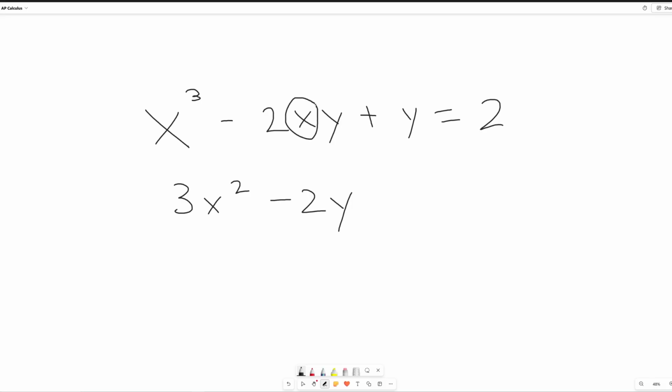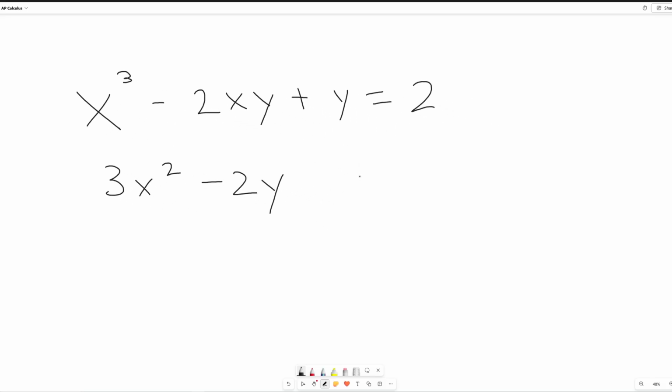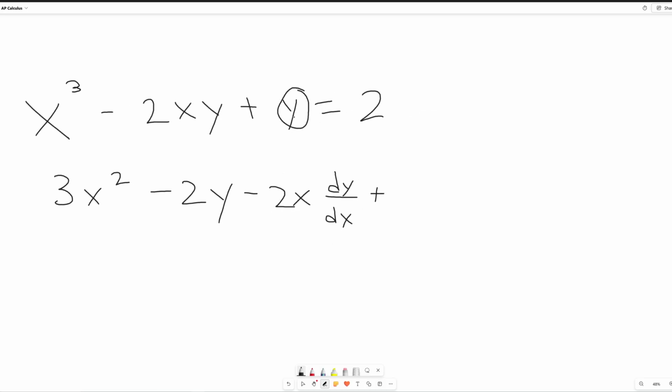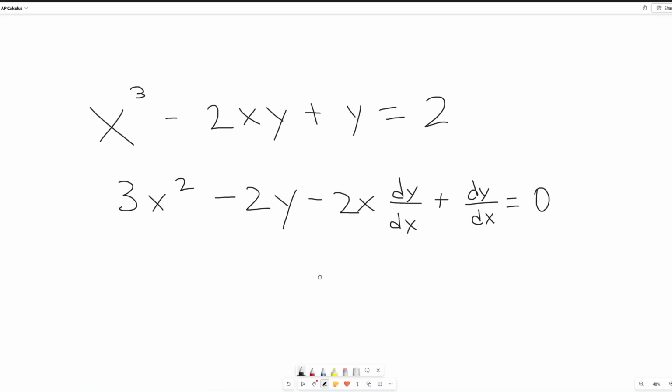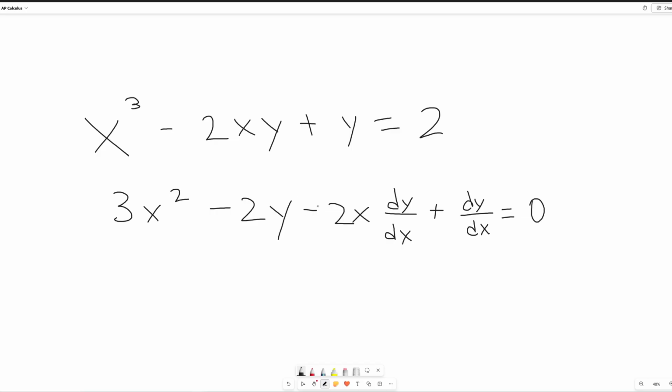Now we keep the first, derivative of the second. Derivative of y is 1 times your dy over dx because we're using the chain rule. So now it's going to be minus 2x dy over dx plus, again, derivative of y is just 1 dy over dx. And then derivative of a constant is 0. So now we have this long equation. But what we can do is isolate for the dy over dx. So this term has a dy over dx, and this term is a dy over dx.